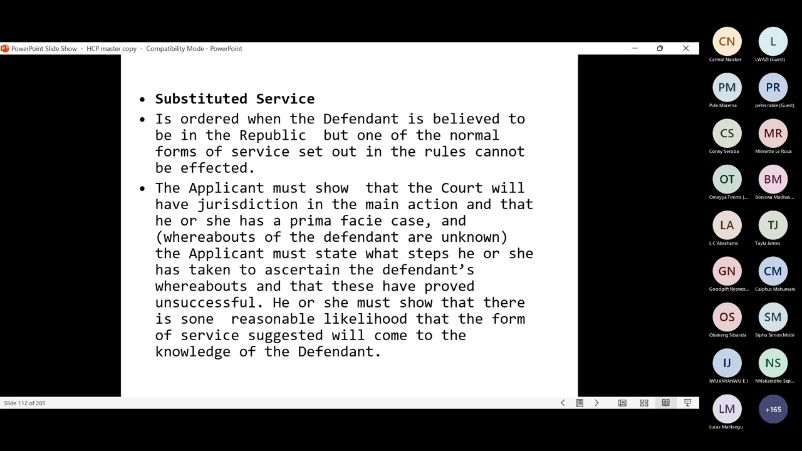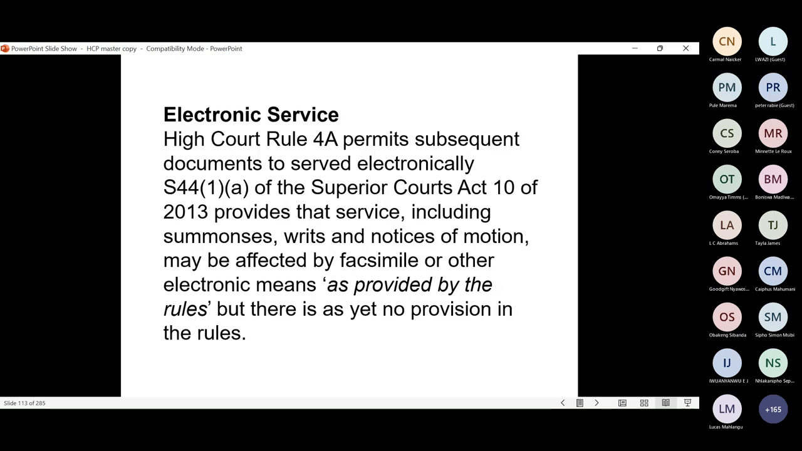Remember, in the past, it used to be published in a newspaper where the person last resided. Now, with social media, you can be more creative than that and suggest to the court. And once the court gives you permission, you'll have to come back and show what you have done, all the proof and printouts of what you have done. And then it is as if the person was personally served. And then you can go on with your action.